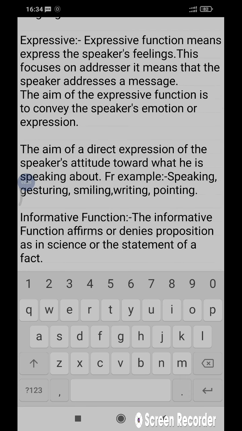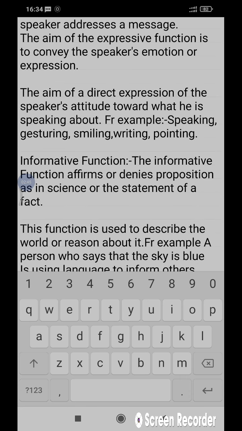The aim is direct expressions of the speaker's attitude toward what he is speaking about. For example, speaking, gesturing, smiling, writing, pointing. So here we have some examples. The aim is direct expressions of the speaker's attitude towards what he is speaking about. For example, speaking, gesturing, smiling, writing, pointing.